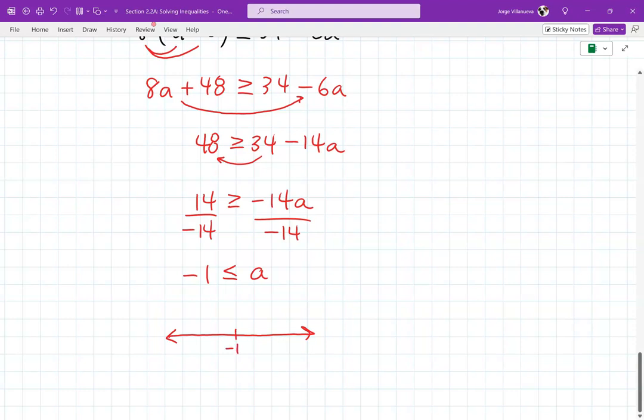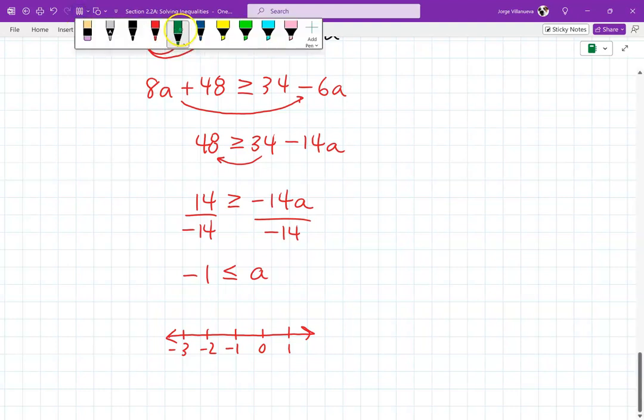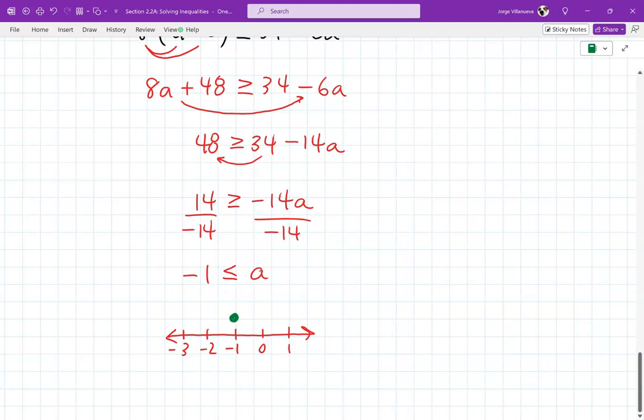So again, normally I would not have done this. I would have moved my variables to the left, because that just seems easier. But I just decided, let's try something different. It's okay. It's still going to work. All right, solid or empty dot here? Solid dot at negative 1. And which direction am I going? To the right. Thank you. I'm going to the right. Even though it's pointing left, since a is on the opposite side, it's got to go the opposite way. So I'm going to give you what to do on your own, and then we're done.